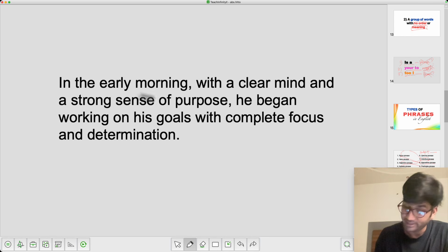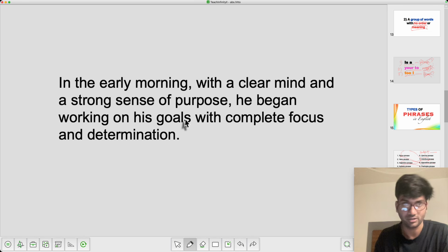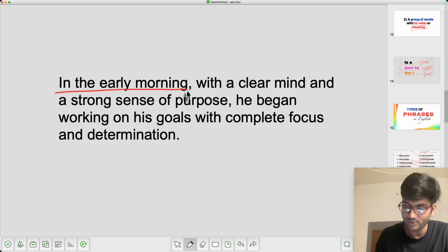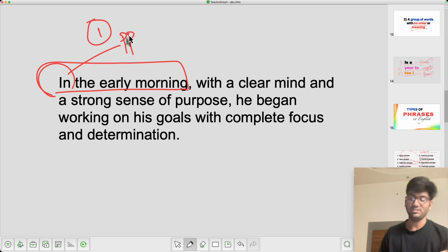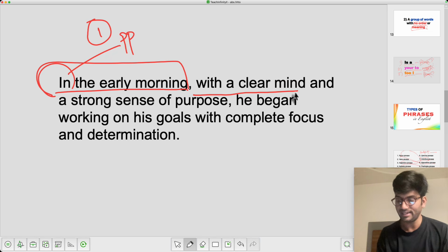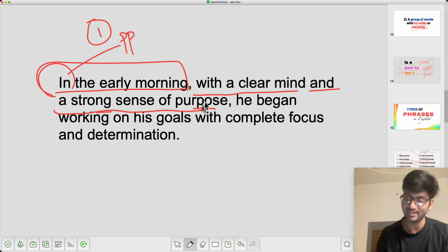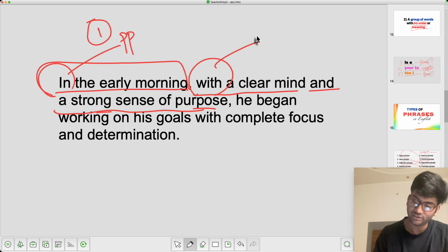Okay. In the early morning, with a clear mind and a strong sense of purpose, he began working on his goals with complete focus and determination. All right. Now, in the early morning is a phrase. Number one, what kind? A prepositional phrase, because it starts with a preposition, in. With a clear mind and a strong sense of purpose is also a phrase. What kind? Again, a prepositional phrase starting with the preposition with.